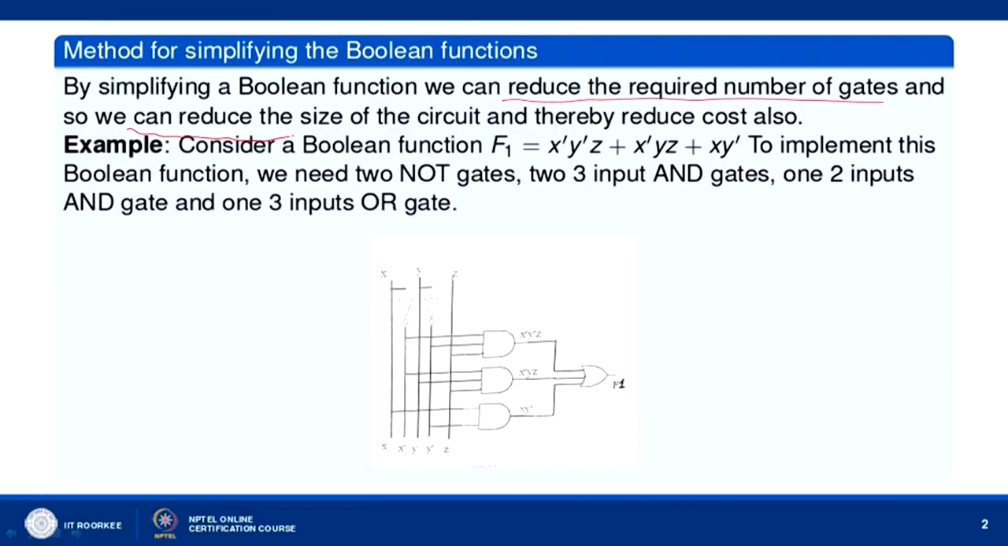Why do we simplify a Boolean function? If we simplify a Boolean function, we can reduce the required number of gates, and so we can reduce the size of the circuit and thereby reduce the cost also.